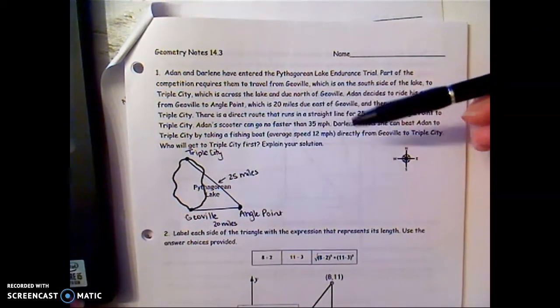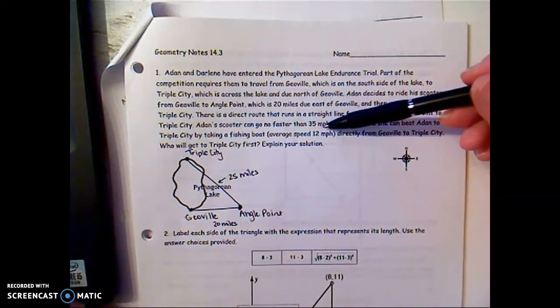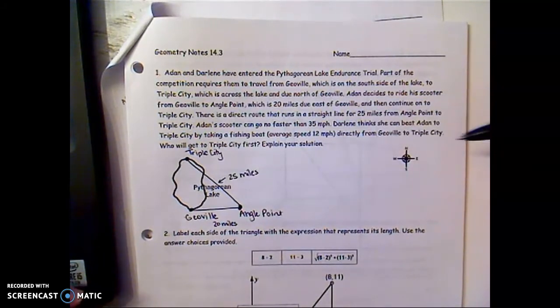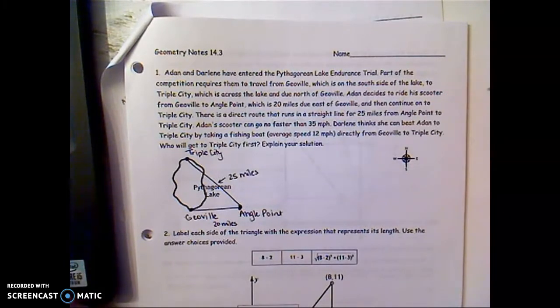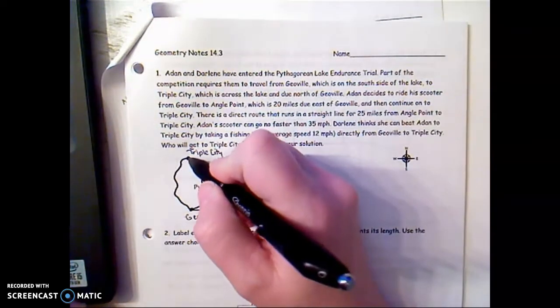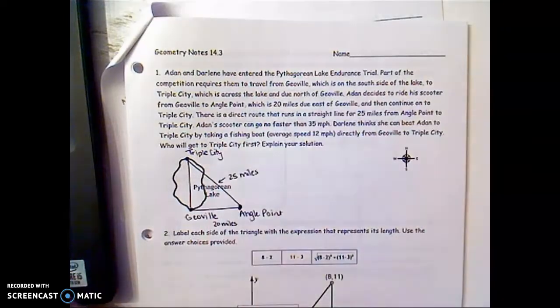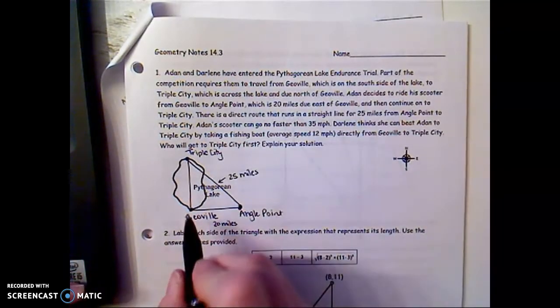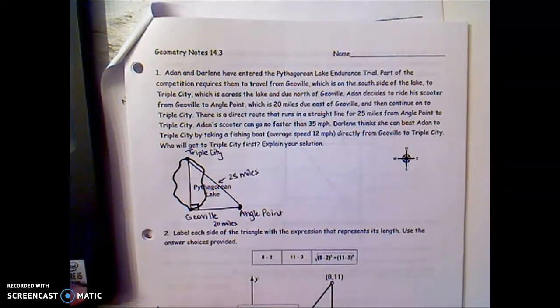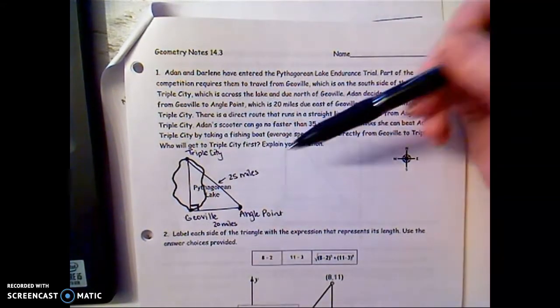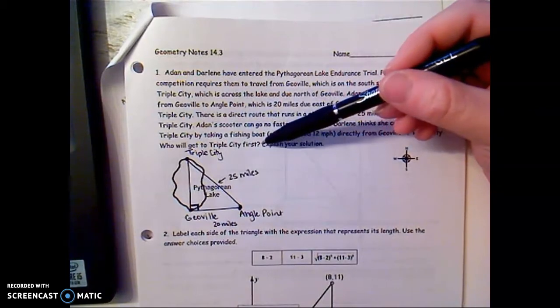It says Aiden's scooter can go no faster than 35 miles per hour. Now, Darlene thinks she can beat Aiden to Triple City by taking a fishing boat, which averages 12 miles per hour, directly from Geoville to Triple City. So she's going across the lake. Since this was due east and this was due north, we know that this is a right angle right here.